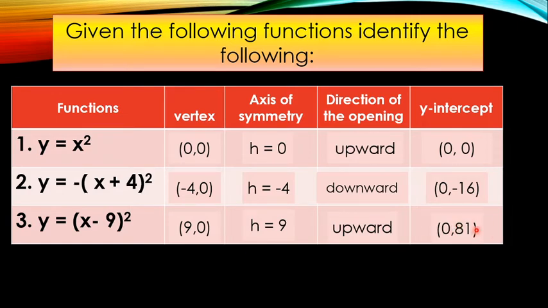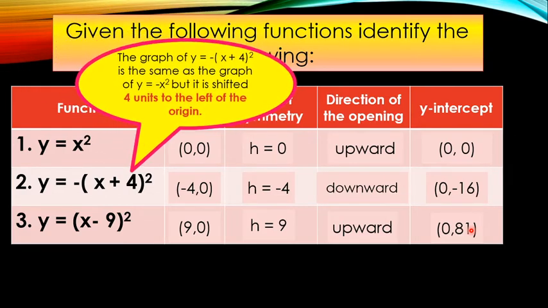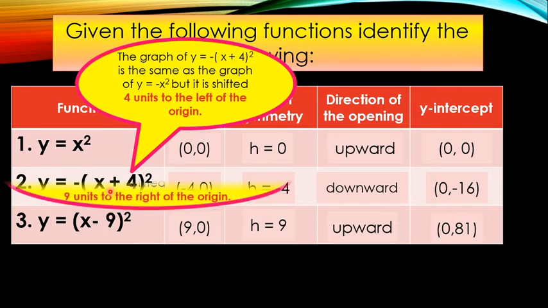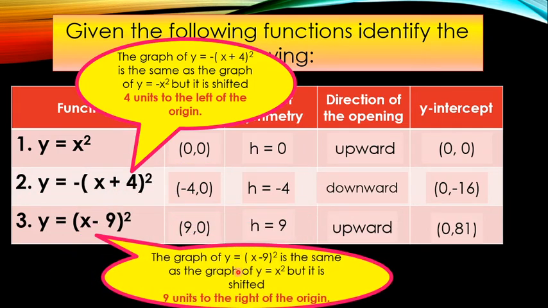So here is the y-intercept. Alright, so the graph of y is equal to negative (x plus 4) squared is the same as the graph of y is equal to negative x squared, but it is shifted 4 units to the left of the origin. While this one is the same as the graph of y is equal to x squared, but it is shifted 9 units to the right of the origin.